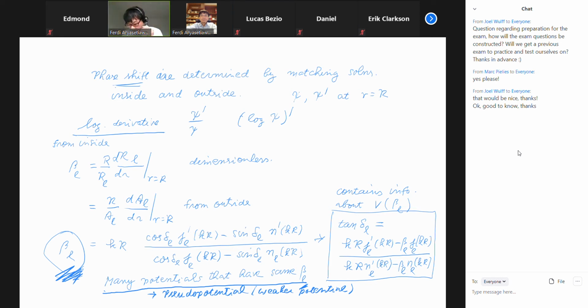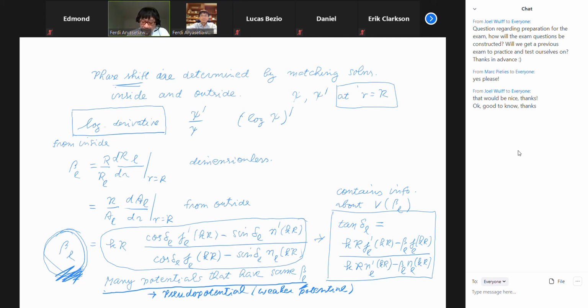Quote pause. Let's continue. So let's summarize what we have done so far. The key quantity here is the logarithmic derivative of the solutions at the boundary, so at r equal to capital R. What we do is match the logarithmic derivatives at the boundary. The logarithmic derivative from the inside solution is given by beta L, which has to be calculated, and that depends on the potential. And we have the logarithmic derivative from outside, from the free particle solution, and that we know analytically.